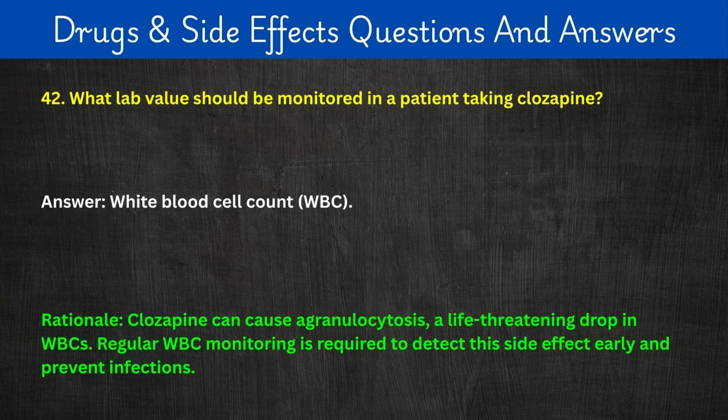42. What lab value should be monitored in a patient taking clozapine? Answer: white blood cell count, WBC. Rationale: clozapine can cause agranulocytosis, a life-threatening drop in WBCs. Regular WBC monitoring is required to detect this side effect early and prevent infections.